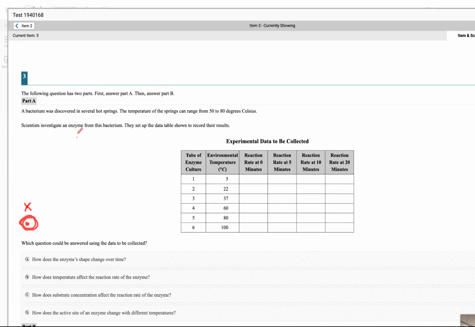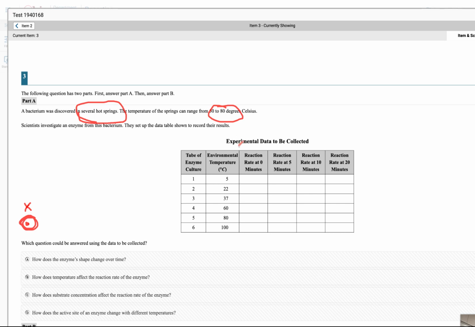Okay, I need to go back and read this a little bit more carefully, because when I didn't read it carefully, I did not find the right answer. So it's hot springs, and the temperatures of the hot springs are 50 to 80 degrees. Our body temperature of 98.6 degrees Fahrenheit is 37 degrees, so this is well over 100 degrees Fahrenheit.